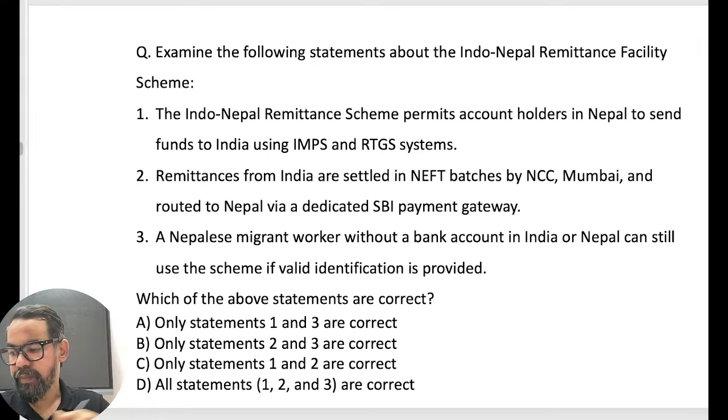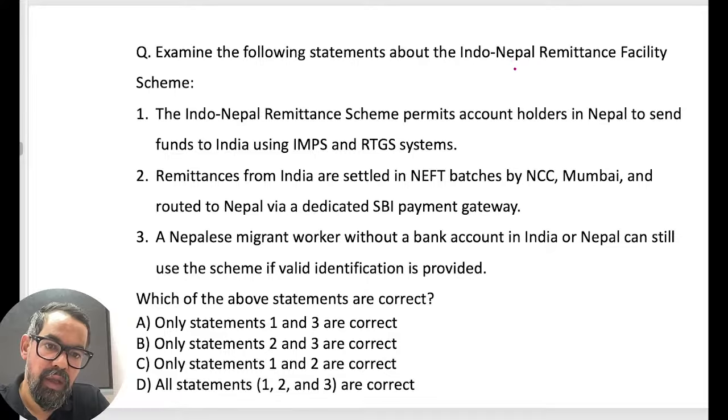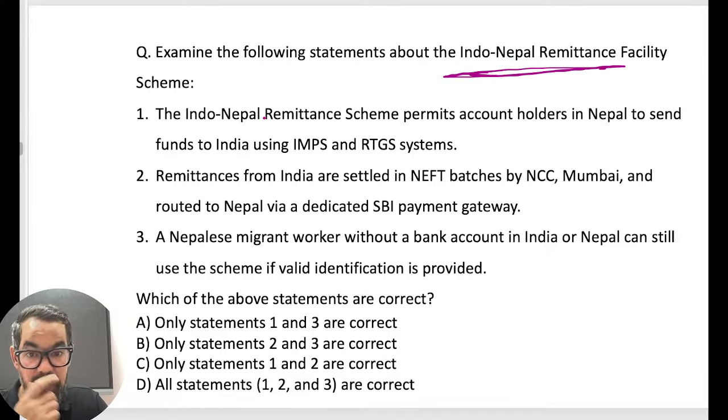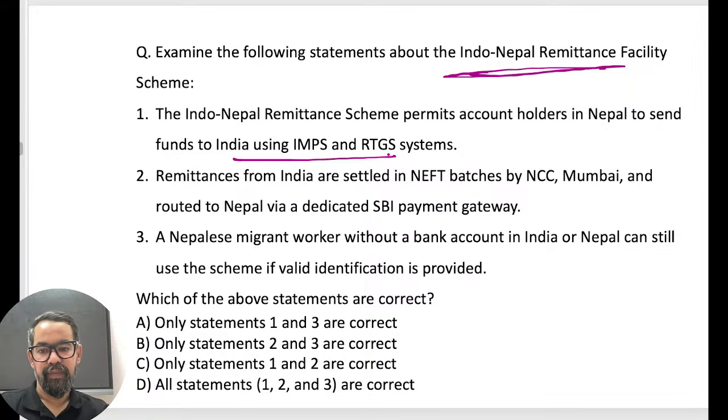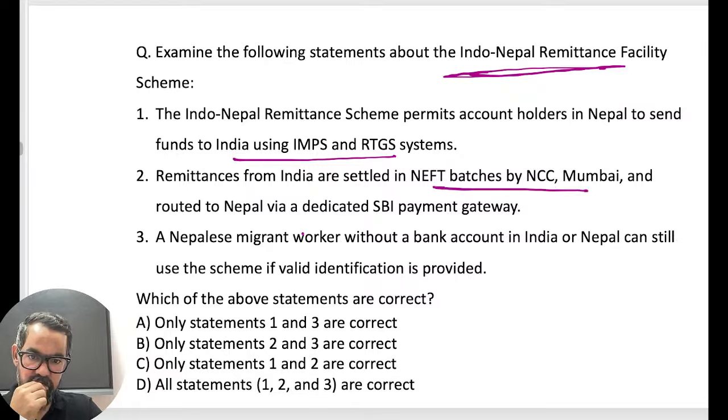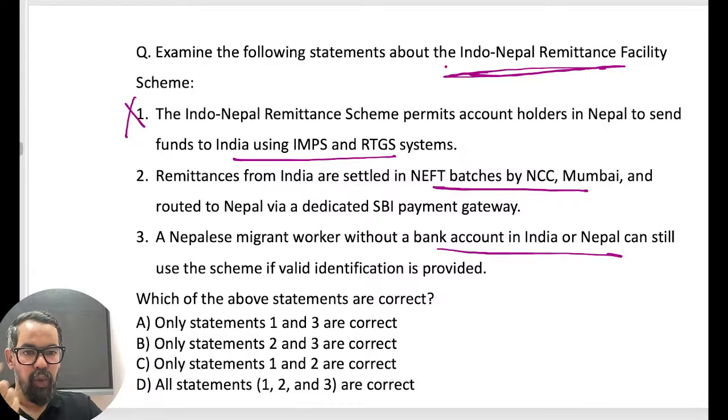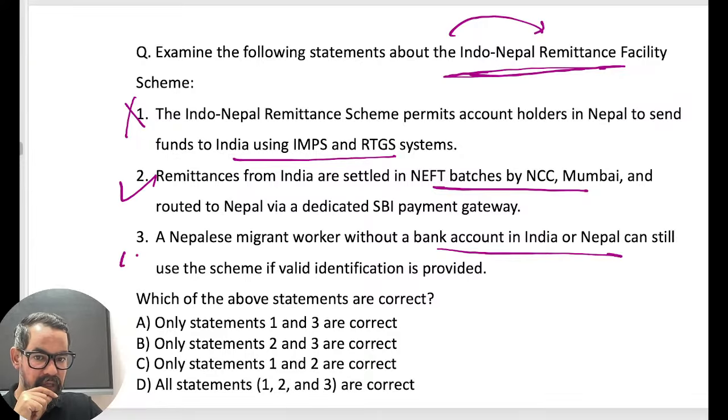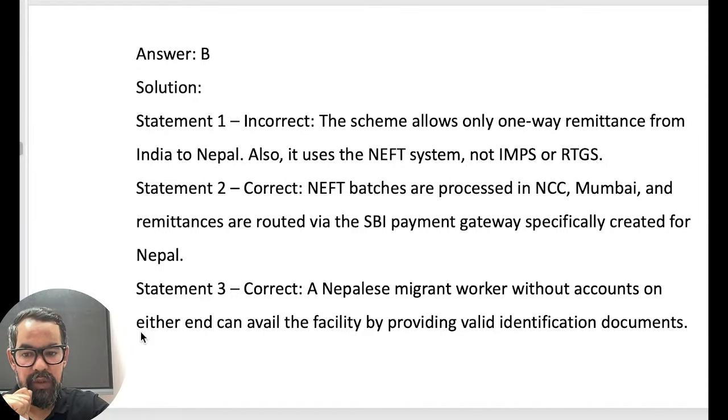Chalo, next one. The Indo-Nepal remittance scheme. The Indo-Nepal remittance scheme permits an account holder in Nepal to send funds to India using IMPS. So statement 1 is wrong. It should be India to Nepal, not Nepal to India. And these two statements are true. So 2 and 3, option B will be the right answer for this particular question. Correct?